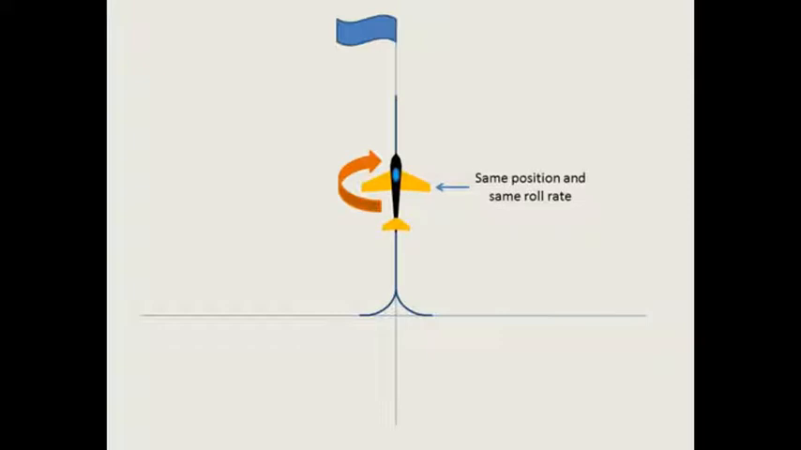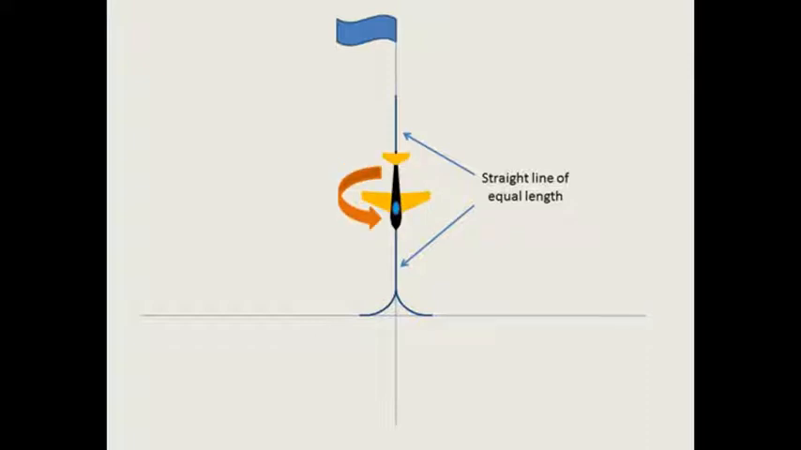The quarter roll on the up line and down line should be at the same height and position. The rolls should also be at the same speed. Before and after each of the quarter rolls, there needs to be a straight line of equal length. This applies to the up line as well as the down line.